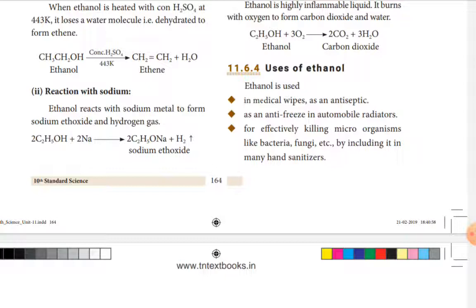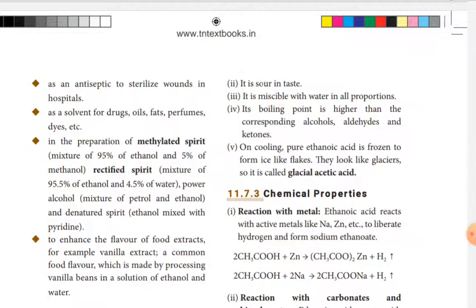So it is normally used in sanitizers to banish bacteria and fungi. Then also it is used as an antiseptic to sterilize wounds in hospitals. Hospitals normally use this type of antiseptic solution with alcohol to sterilize wounds. And also it is used as a solvent for drugs, oil, paint, perfumes, dyes, and many solutions are prepared using alcohol in industries.